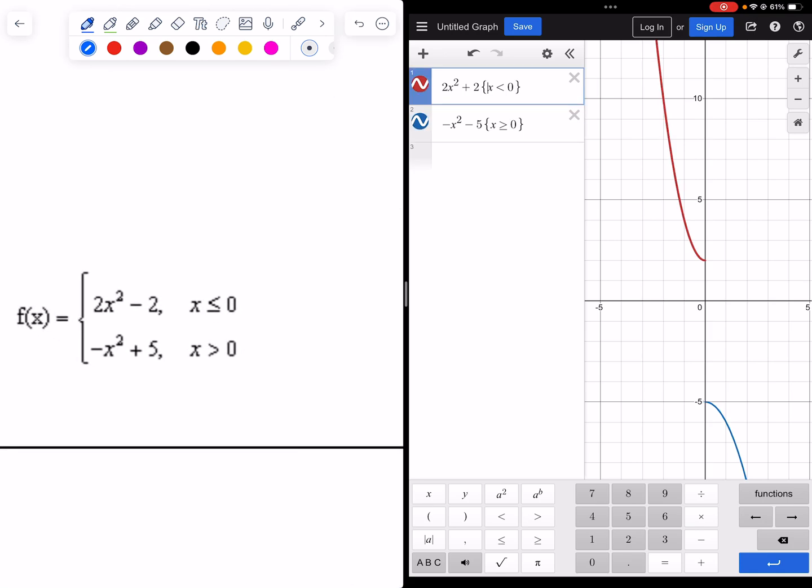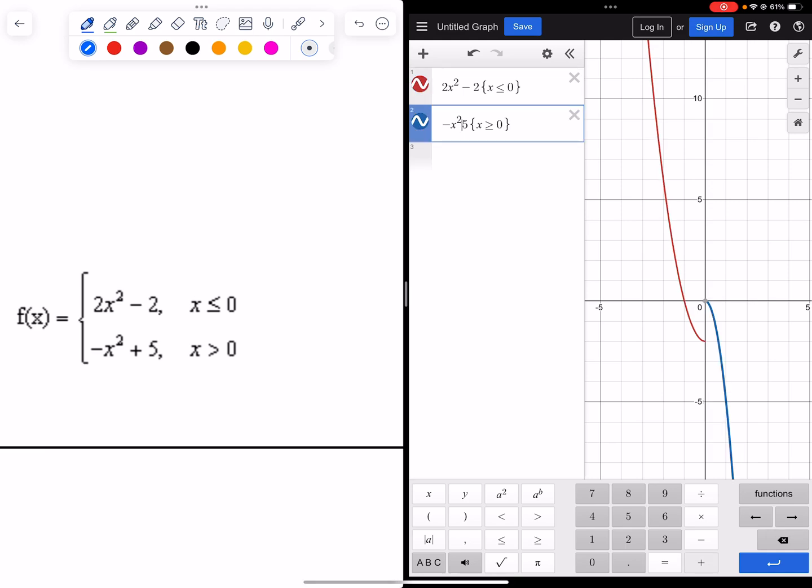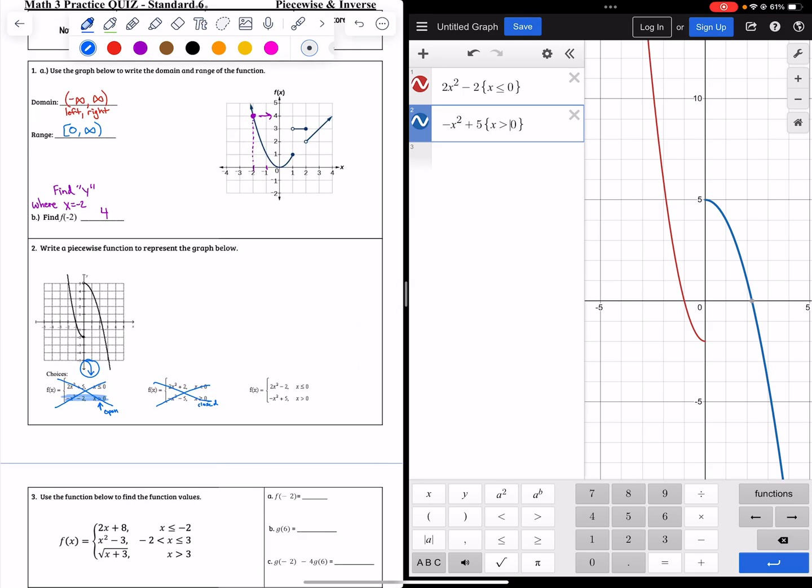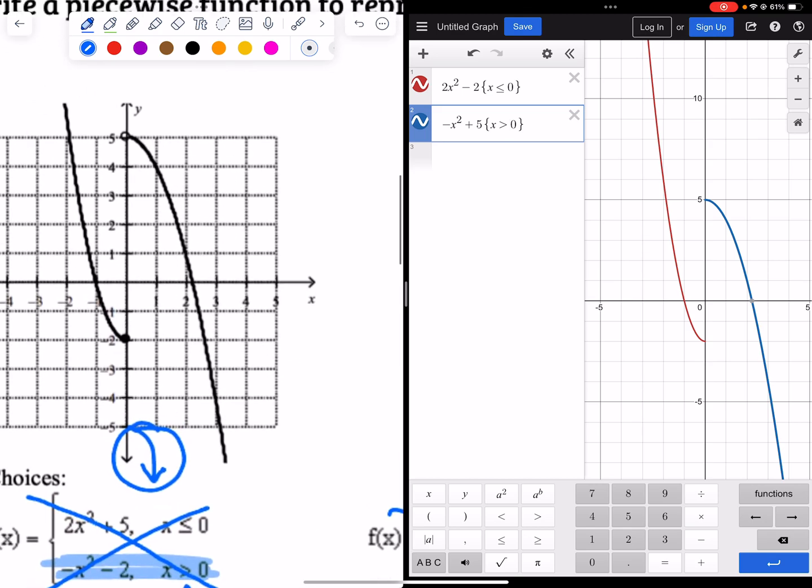All right, so let's look at option number 3. So we have 2x squared minus 2, where x is less than or equal to 0 for the domain. And then negative x squared plus 5, where x is greater than 0 for the domain. And let's check and see if that one makes sense.